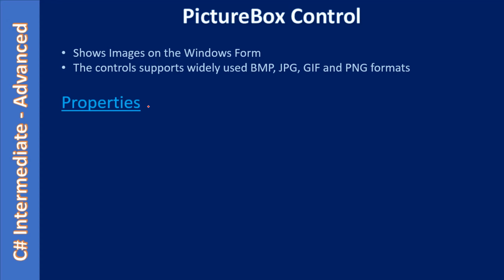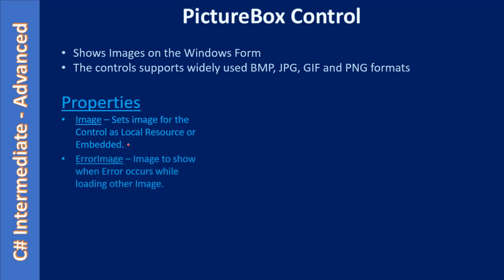Now let's look at the properties one by one. The Image property sets the image for the control as a local resource or embedded resource. We will talk about the embedded resource later. Next, ErrorImage. This property is used to show an image when the original image is not able to load in the control. Usually the original image will be big and huge in size. The error image will be kind of an icon, so that when the image load fails, we can show that error image.